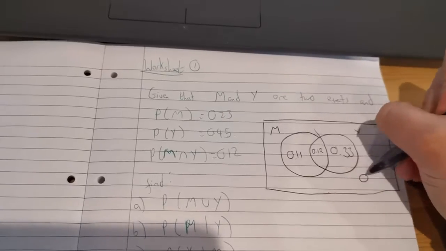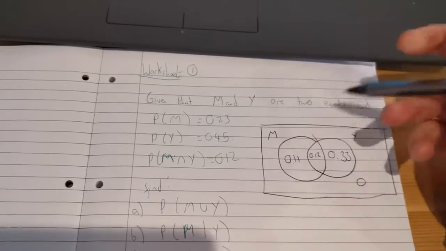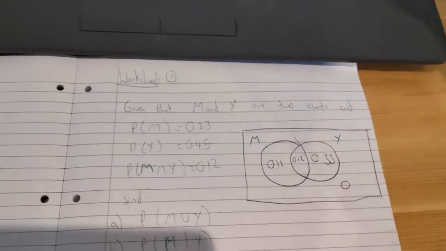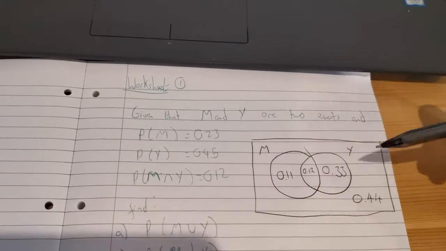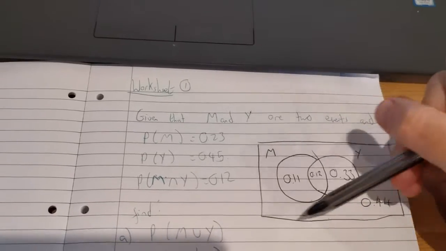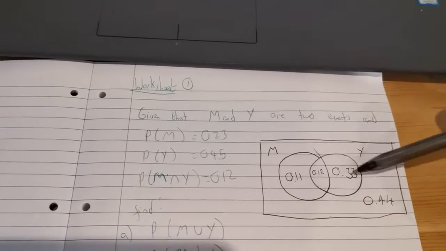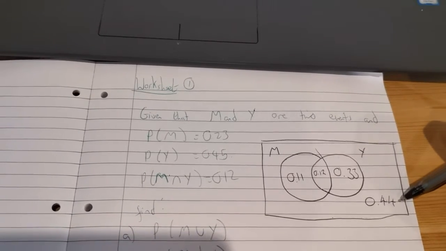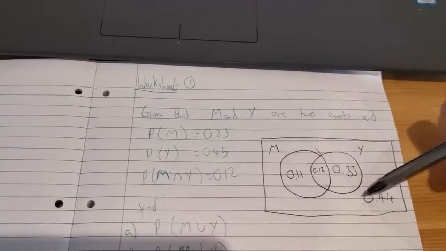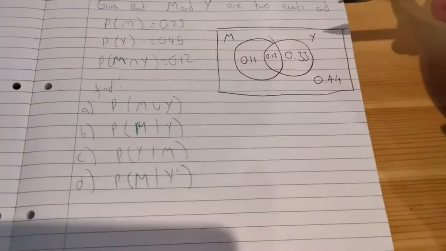Outside, I'm going to make up the rest of the 1, which is my total possibilities. So that will be 0.44, because all of these added up have to add up to 1. So now I've got 0.44 outside. Okay, so I've made up my Venn diagram. Now I can move down onto these questions.